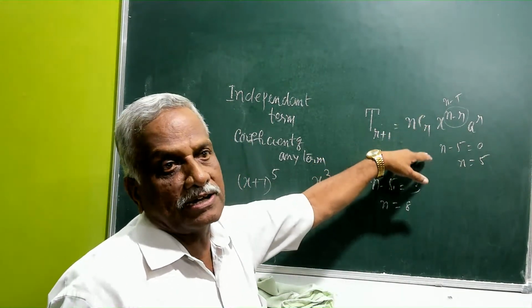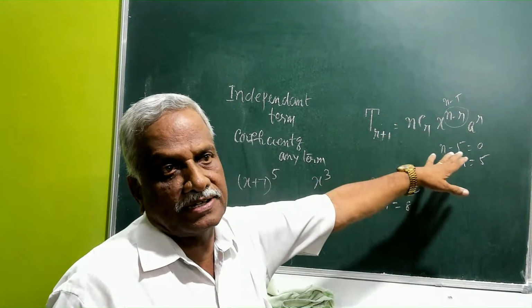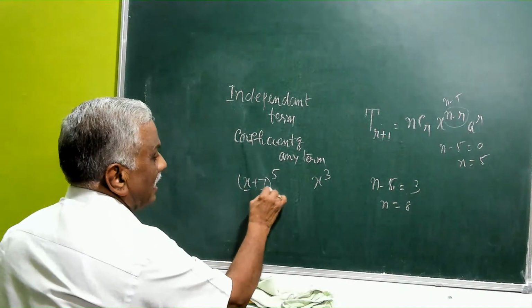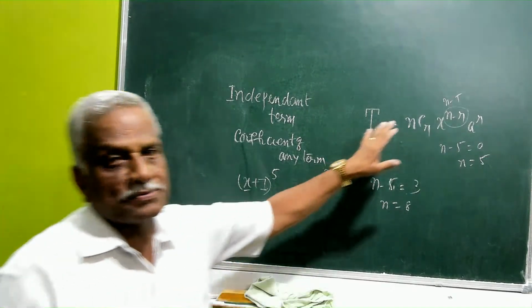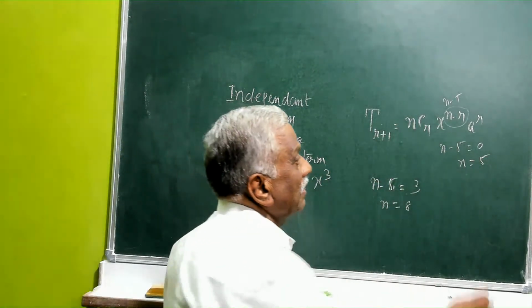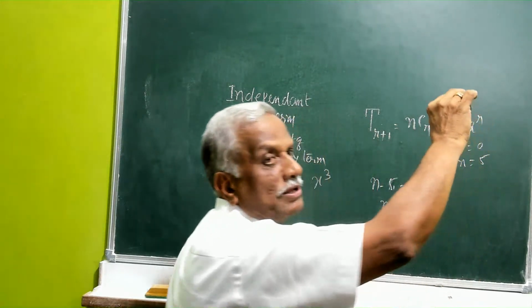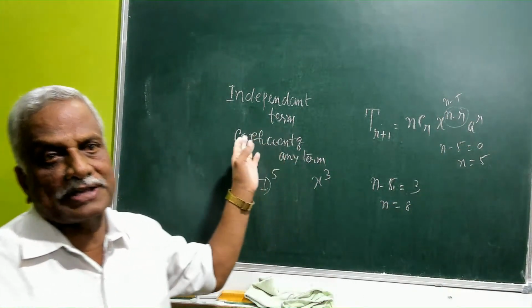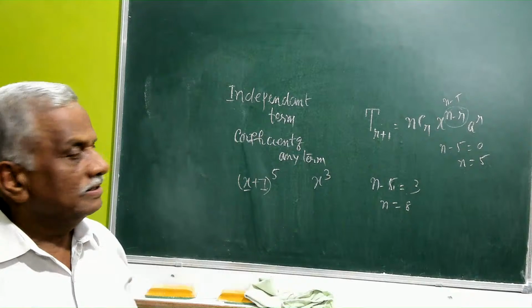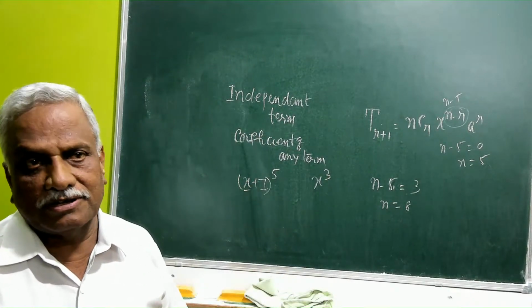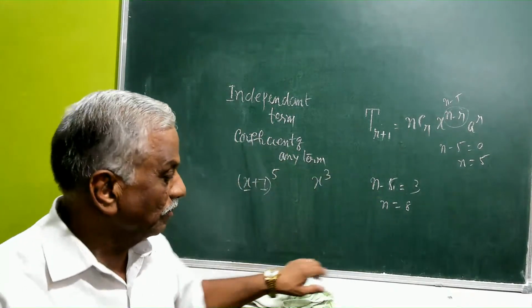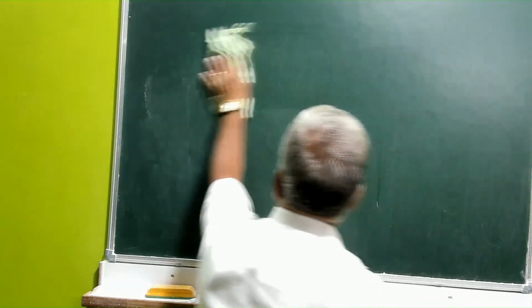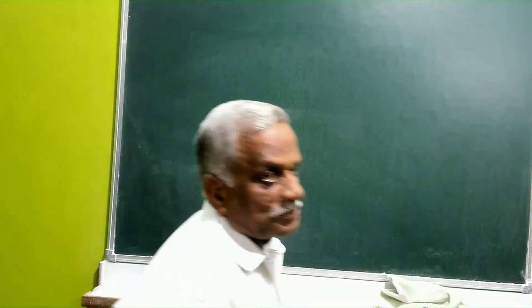I repeat, for both the things you are using this formula. T(r plus 1) is equal to nCr x to the power of n minus r a to the power of r. x is the first term and a is the second term. You are substituting this. If you want an independent term, see that the power of x should be equal to 0. If you want the coefficient of x cube, equate to 3, or you want the coefficient of x, equate to 1 and solve the problem. These are the different types of problems that can be asked in the examination.